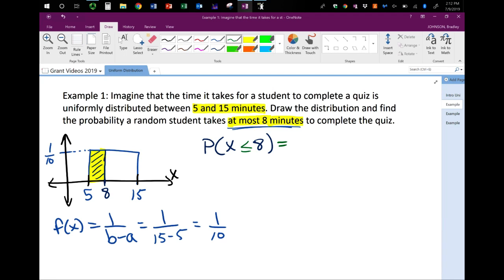And our area here would be base times height. Okay, so I'll just write that in. Base times height, because that's the area of a rectangle.